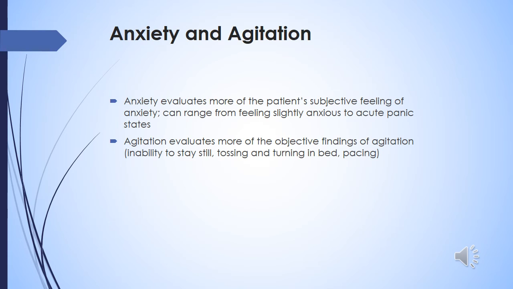The categories of anxiety and agitation can initially seem to overlap. Remember, with the anxiety category, you're assessing more of the patient's subjective feelings of anxiety, which can range from 1 being slightly anxious to 7 being similar to a really bad panic attack. Agitation evaluates more of the objective findings, such as the ability to stay still, tossing and turning in bed, and pacing.